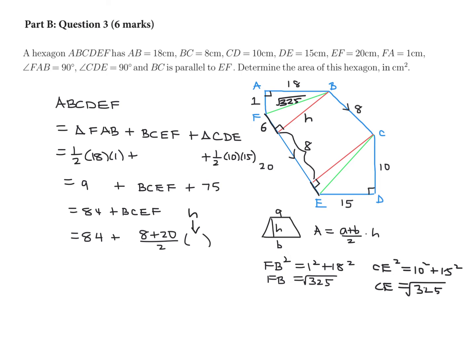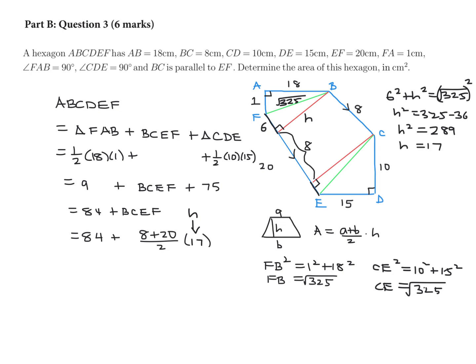Okay, let's just do it on the side here. 6 squared plus H squared is root 325 all squared. So that means H squared is 325 minus 36, and therefore H squared is 289, and therefore H is 17.